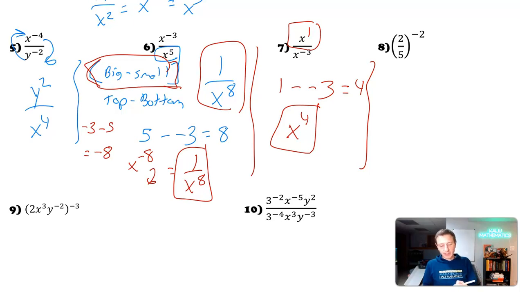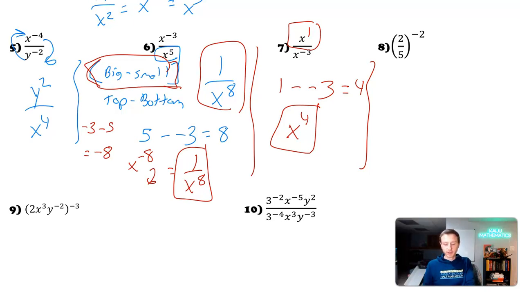Number 8, a fraction of 2/5 raised to the negative 2. So we have this whole fraction being raised to the negative 2. Whenever you have a whole fraction like this being raised to a negative 2, what you have to do is do this. This is just one way of doing this.